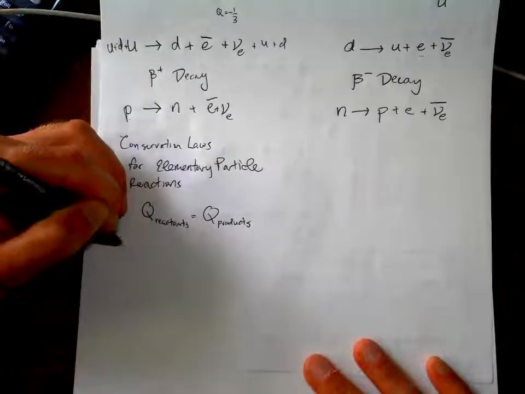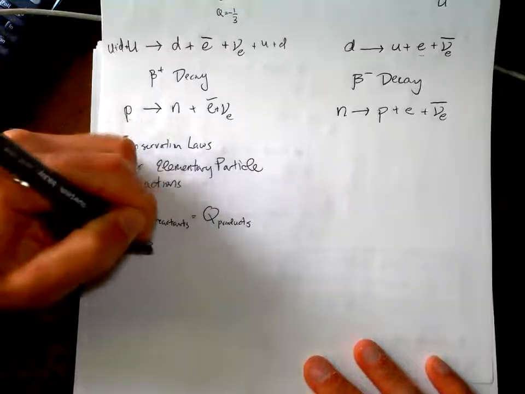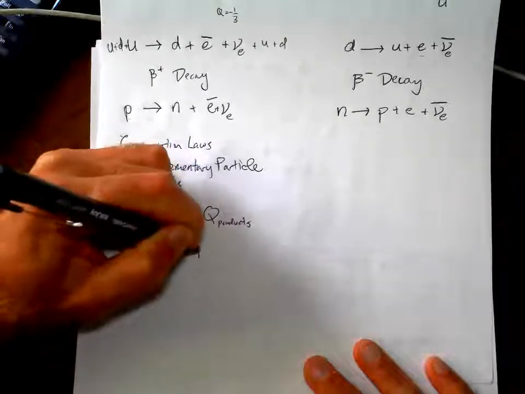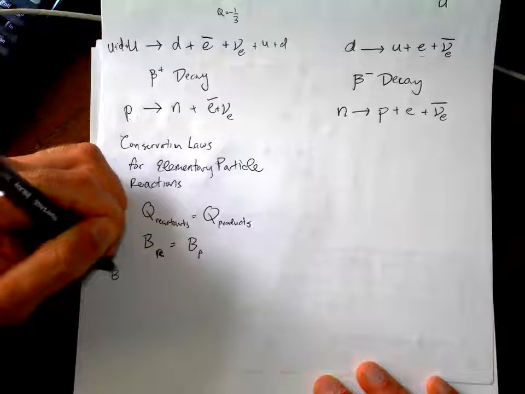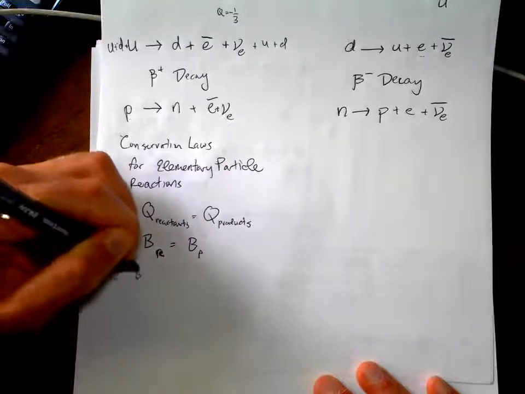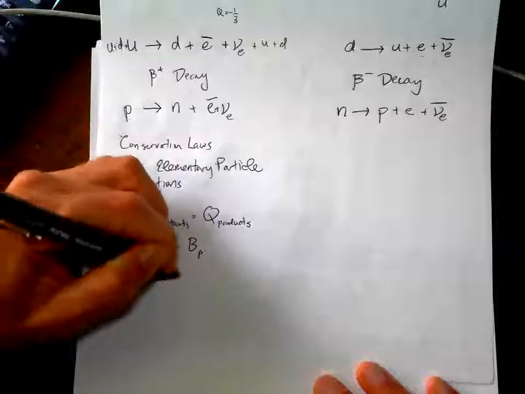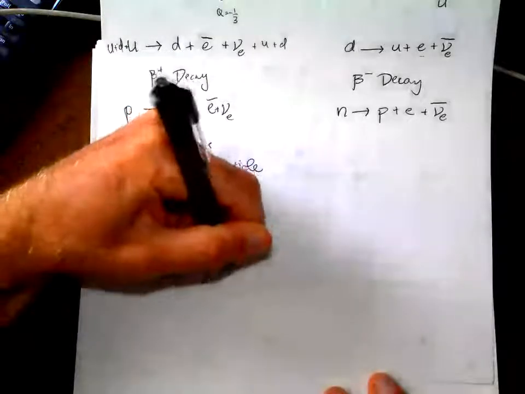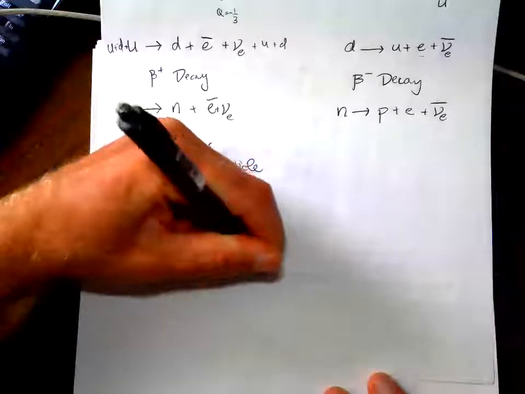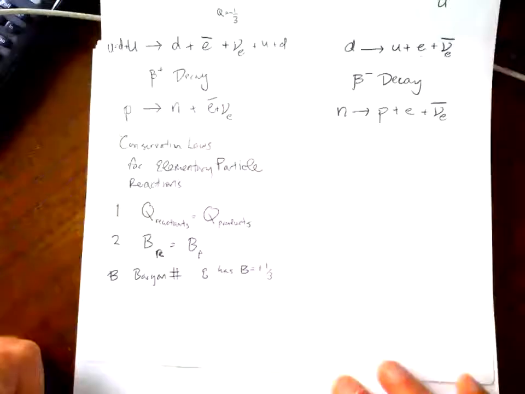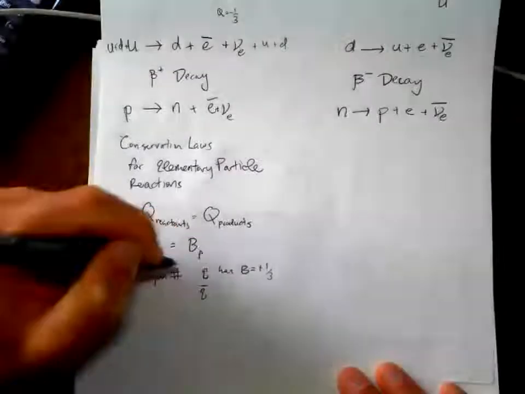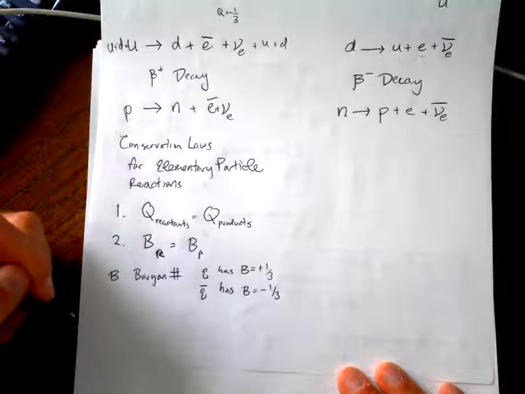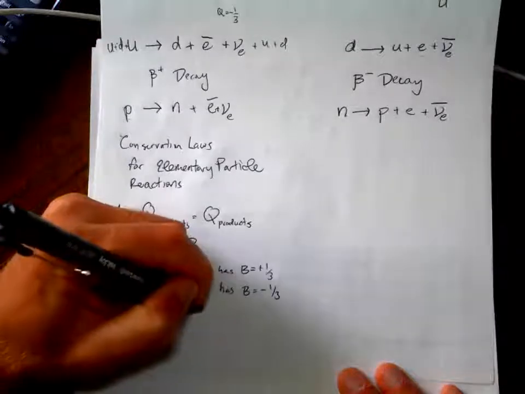A second conservation law is what's called the baryon number. The baryon number of the reactants has to equal the baryon number of the products. So B stands for baryon number. Basically, a quark has a baryon number of plus 1/3. An antiquark has a baryon number of minus 1/3. And everything else has B equals 0.